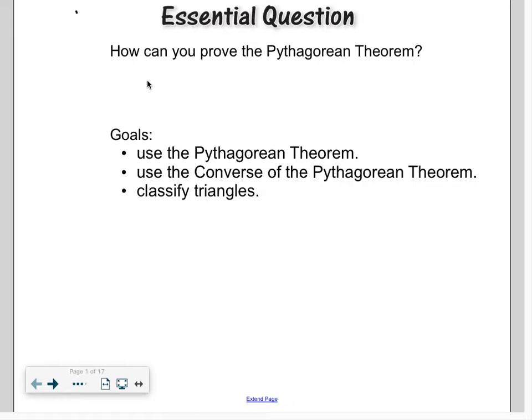We are on section 8.1. I promise that all of chapter 8 will not be flipped, but I thought this was a good way to start off because we've already spoken about the Pythagorean theorem, and the goals in this video and tomorrow in class is that we'll be able to use what we call the converse, and classify triangles. So those are our goals for this section.